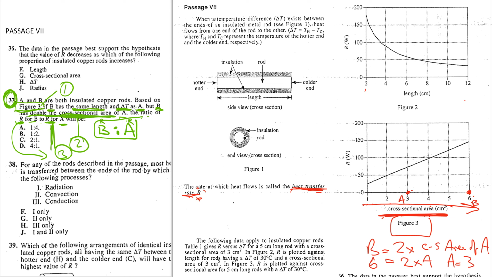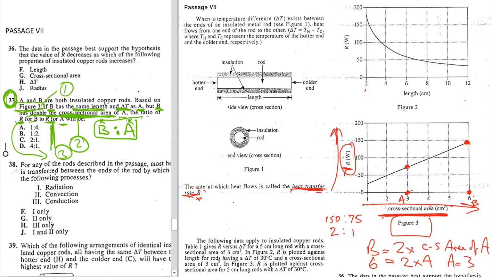And all we have to do is read off the values. Because we're looking for the R of B and the R of A, and we find R up here. So we go to 6 and we find that it's about 150. So when B is 150, what is A? It's down here at 3, and it's about 75. What a coincidence, 75 is half of 150. This would be 2 and this is 1. And we find that in answer C, because we know it's B to A, the big number to the little number.